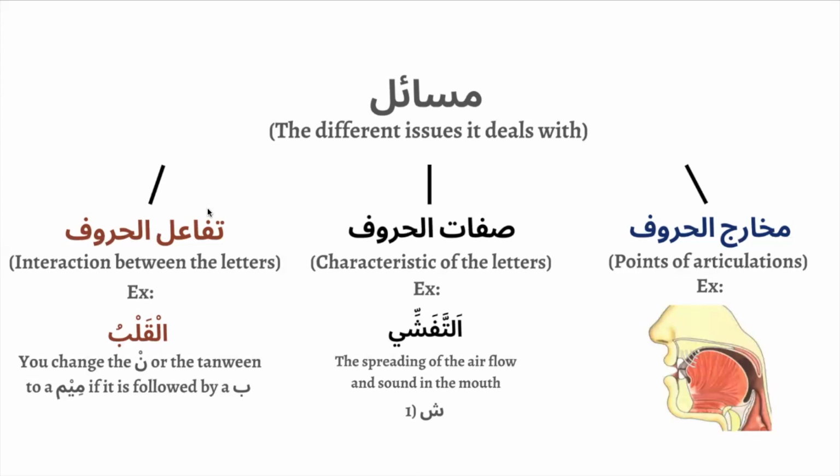Or for example, we have the rule of al-qalb. What's al-qalb? Al-qalb is that you change a nun with a sukoon on it, or the tanween, to a meem if it's followed by a ba. So this is the interaction that's happening between the two letters. So because of the interaction between these two letters, the nun sakina and the ba, something's going to happen. That's also something that Tajweed deals with.